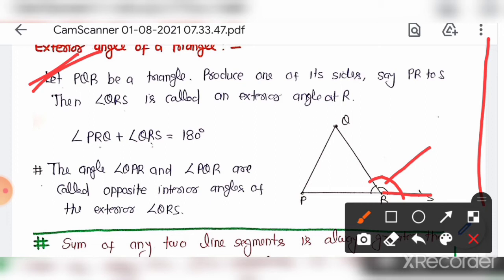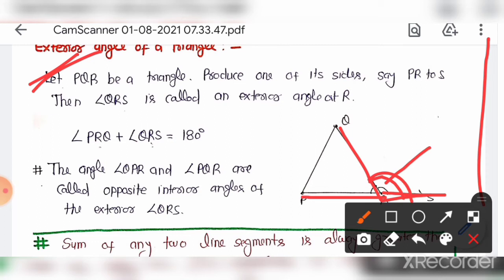Let PQR be a triangle and produce one of its sides, PR. PR is produced to S. So this one angle formed is angle QRS. This angle is called the exterior angle.